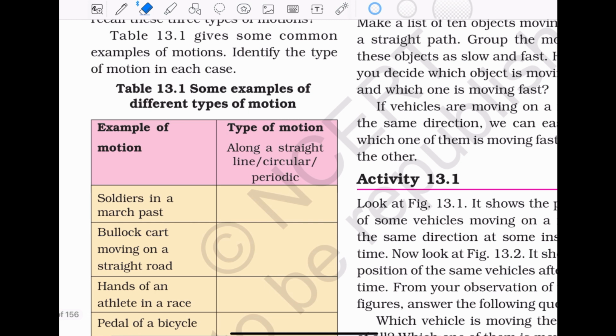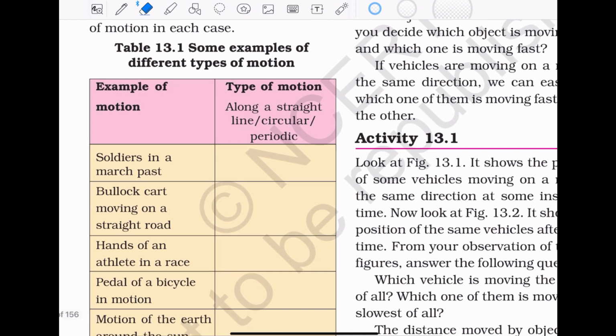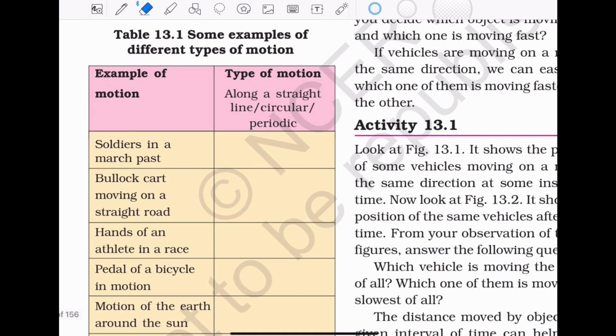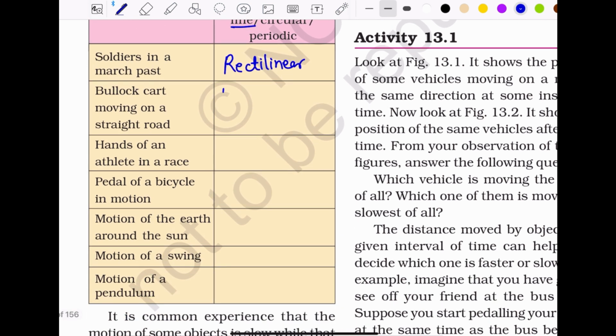Now in this table, there are some examples of motions; identify the type of motion in each case. So we have table 13.1. If we see here, soldiers in a march past. When they are moving, they are all in a disciplined manner, moving in a straight line, right? So that is rectilinear or straight line motion. Now, bullock cart moving on a straight road. Again, rectilinear or straight line motion.